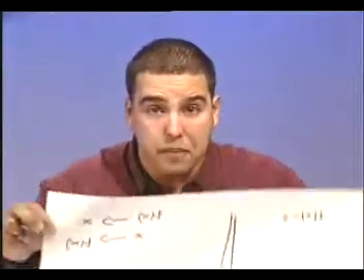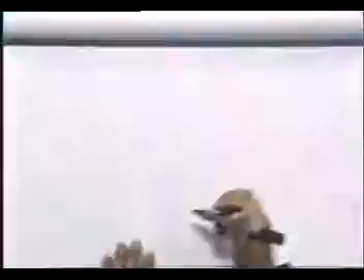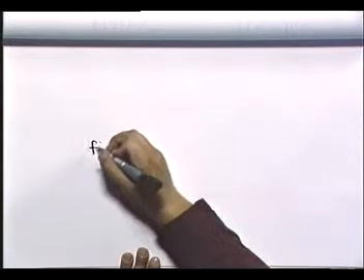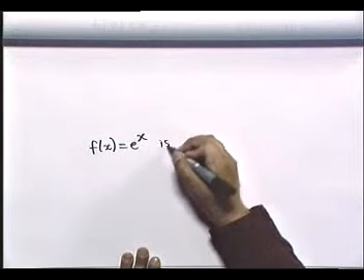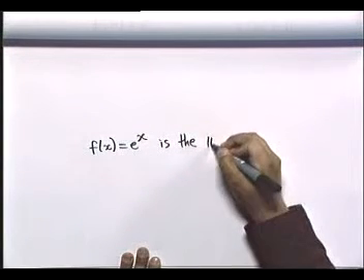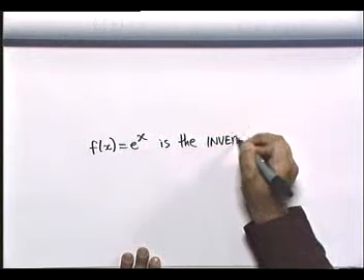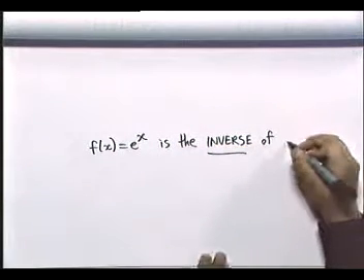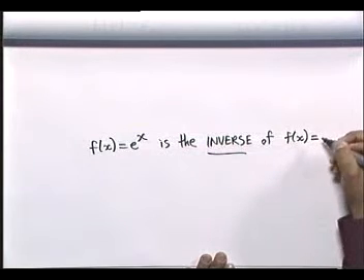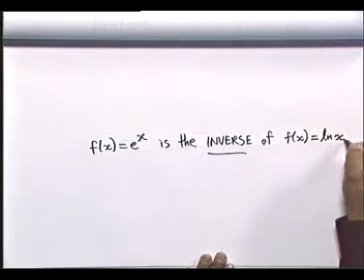So in summary, this means that the function f of x equals e to the x is the inverse of the function f of x equals the natural log of x.